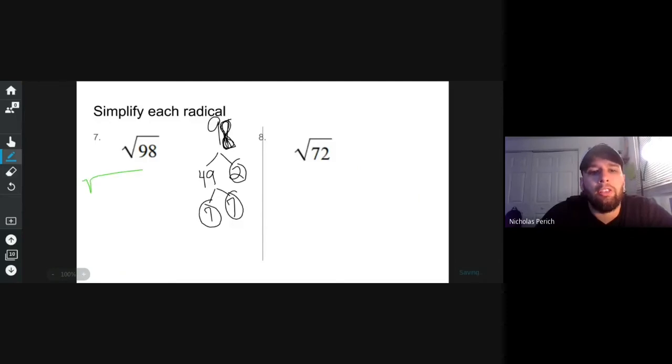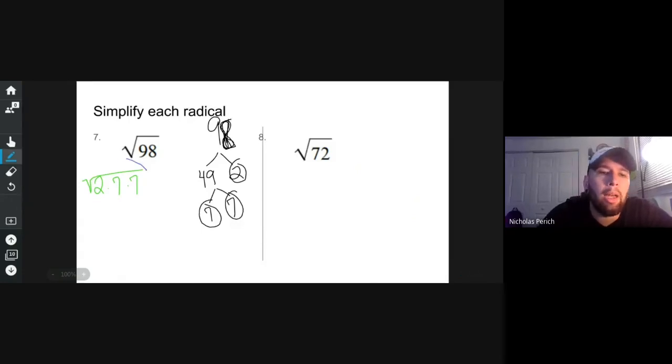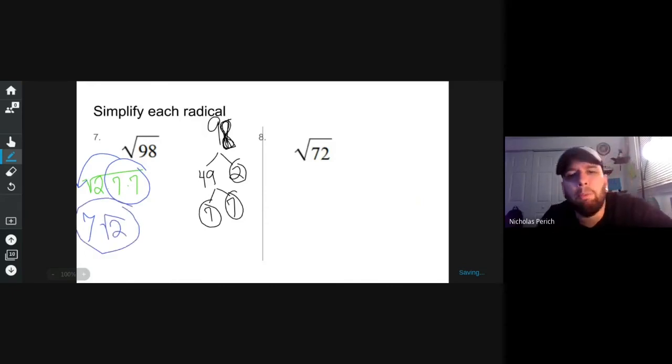So the square root of 98 is the same thing as 2 times 7 times 7. Circle every identical pair. That's the only one. Bring out one of them. Bring out one 7, and keep the 2. And that's my answer. If you're wondering if you're doing these right, ask your phone what the square root of 98 is, and then ask your phone what 7 times the square root of 2 is, and if you get the same answer, you did it right.